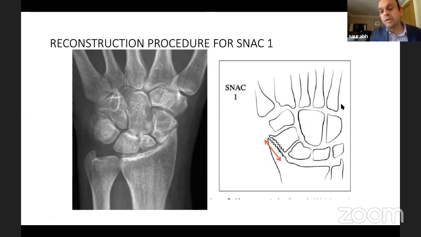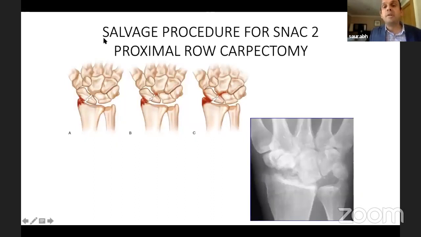And for non-union, you will do a non-union surgery. If it's a waist, you go from a volar approach, you put a graft like we showed, from distal radius, and you put a screw. If it's a proximal pole, you can go from a dorsal approach, it doesn't matter. So SNAC 1, you can do a reconstruction. But the moment it goes to SNAC 2, you can't save your scaphoid. It's a salvage procedure.